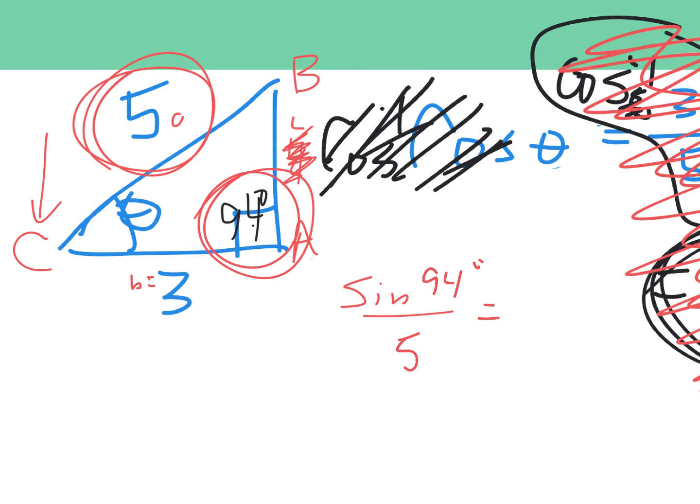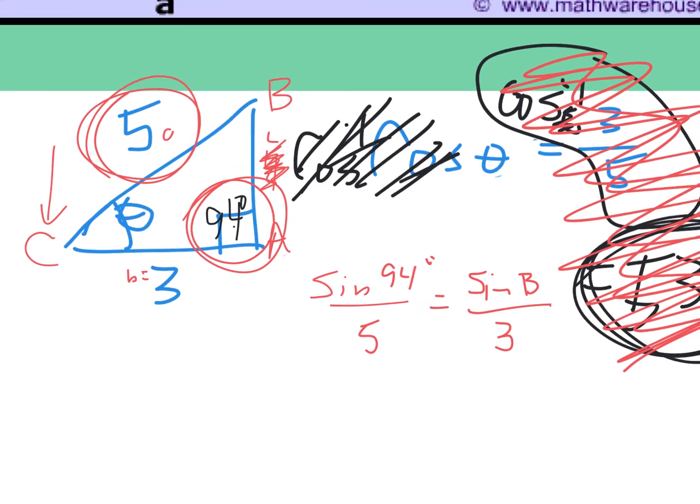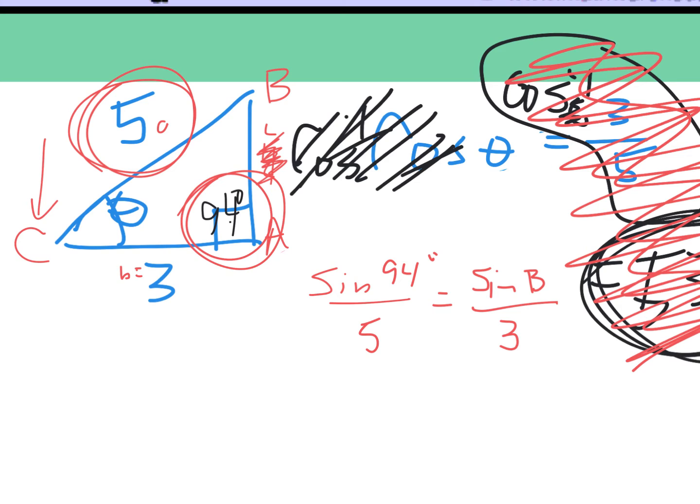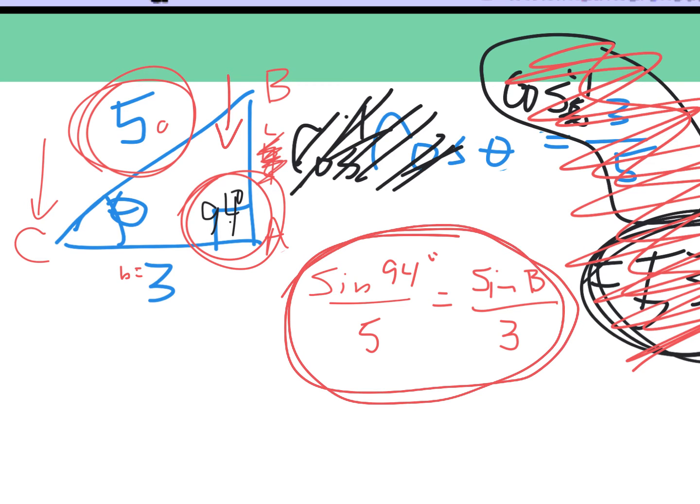Okay. Now, right off the bat, we have to go with the only other side we have, which is that 3 there. So we're going to have to do sine of B over 3. And the thing that's annoying you, I'm sure, is that we aren't solving for C. But as soon as we have B, we'll be able to get C super easy because we'll just add up to 180. So this is what you had to set up. That's the only way, as far as I know, you could have done it with the law of sines.